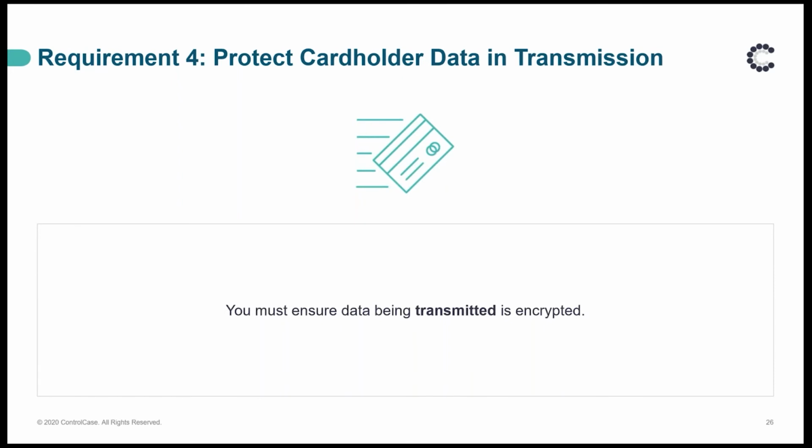Number 4, we talked in requirement number 3 about encryption in storage. In requirement number 4, it's encryption of the same cardholder data, but in transmission. So anytime cardholder data is transmitted, whether it's over a VPN, whether it's over a secure channel, whether it's on a portal, ensuring that it's encrypted using a strong standard of encryption is an important aspect of PCI DSS and is covered in requirement number 4.